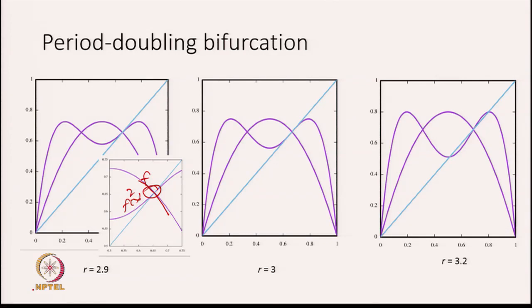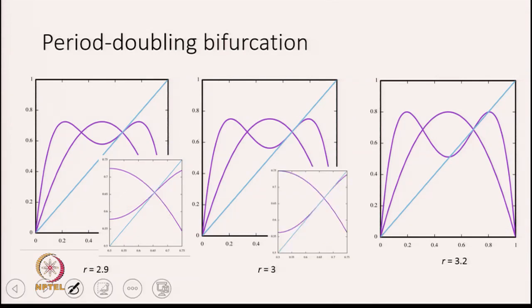At r equal to 3, what we find is that f2 of x, that is this curve over here, is exactly tangential to the diagonal at the fixed point. Again, there is only a single intersection between f of x and f2 of x, but at this point the slope of f2 of x is equal to 1.